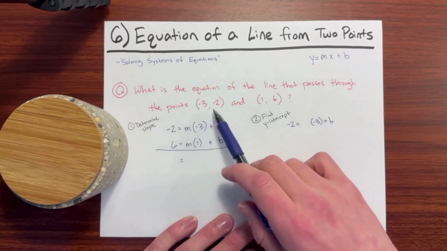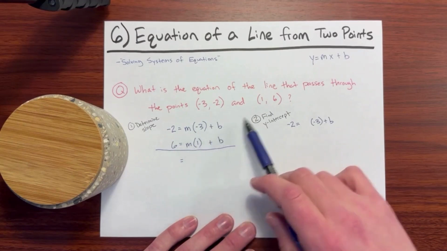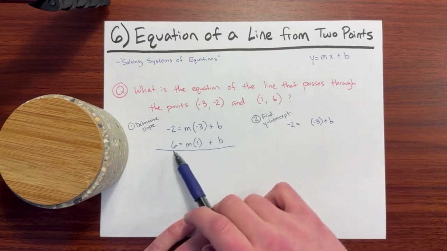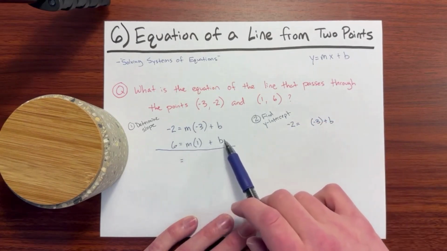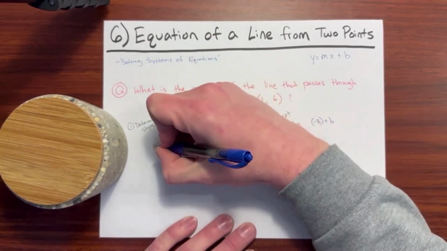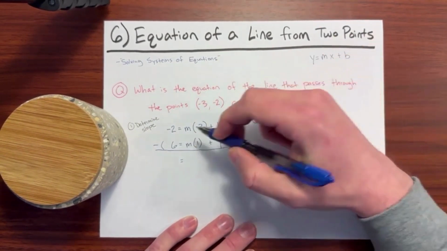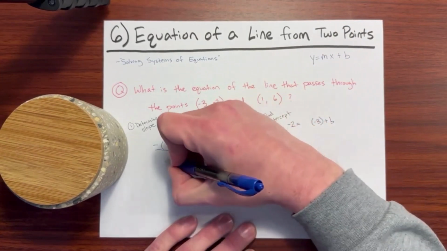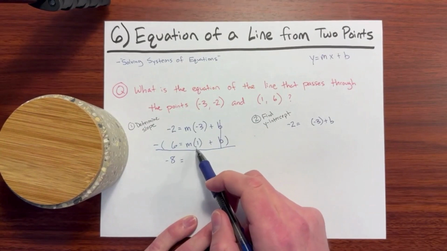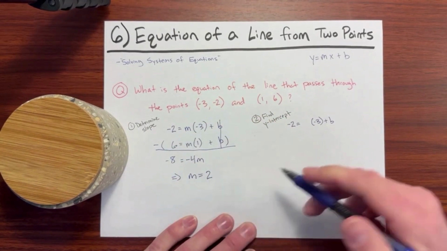From the point -3, -2, we have -2 equals m times -3 plus b. We're using the y equals mx plus b form. And for the point 1, 6, we have 6 equals m times 1 plus b. To isolate the m here, we will subtract the lower equation from the upper equation, because that will be b minus b. Those will cancel out. We have negative 2 minus 6, which will be negative 8. And then we have negative 3m minus 1m, so negative 4m. Negative 8 divided by negative 4 is 2.